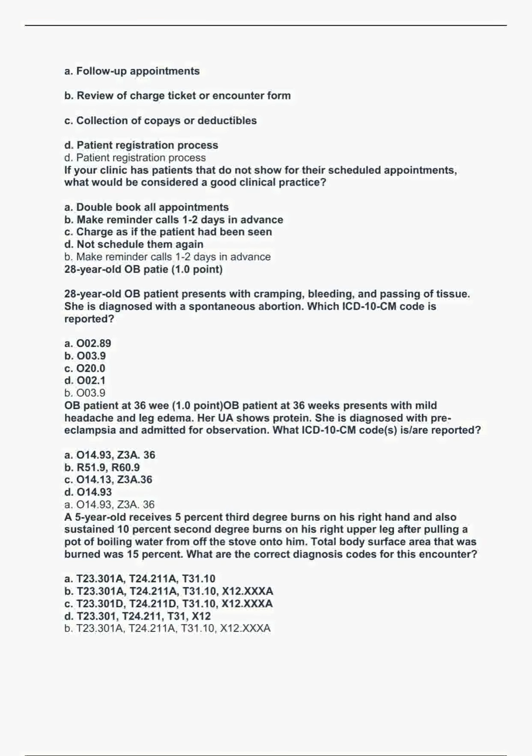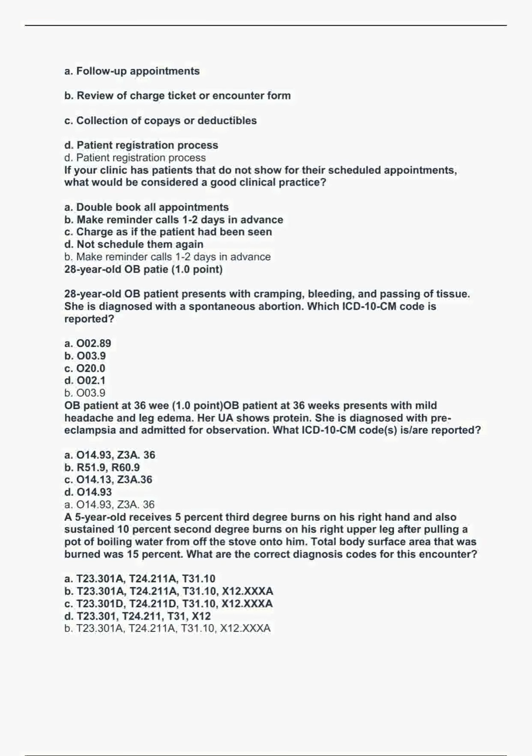If your clinic has patients that do not show for their scheduled appointments, what would be considered a good clinical practice? A. Double book all appointments. B. Make reminder calls 1 to 2 days in advance. C. Charge as if the patient had been seen. D. Not schedule them again. Answer: B. Make reminder calls 1 to 2 days in advance.